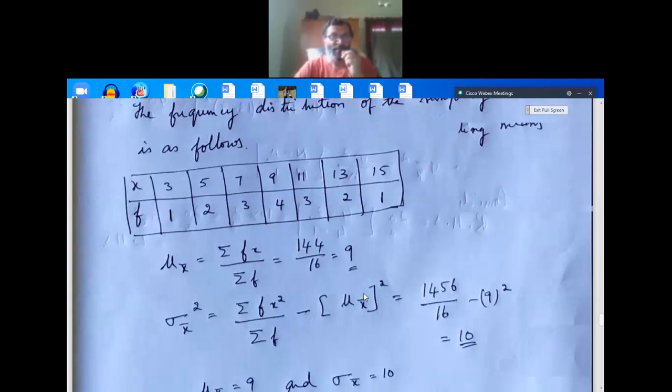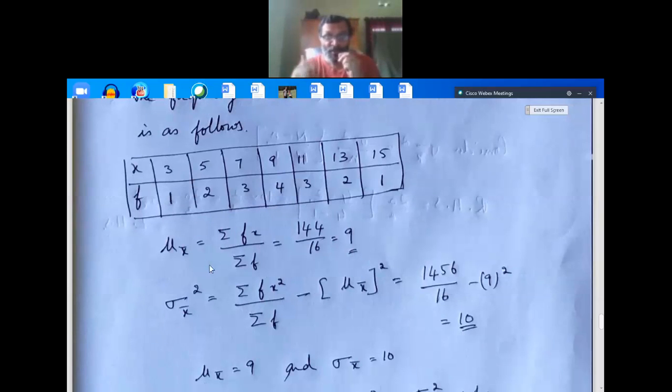Then we find mu of x bar. To find the mean, you already know, it is sigma fx by sigma f. Sigma fx is 3 into 1, plus 5 into 2, plus 7 into 3, plus 9 into 4, plus 11 into 3, plus 13 into 2, plus 15 into 1. You will get 144, just do it in the calculator. Sigma f means add all the frequencies, you will get 16. So the mean is 9.